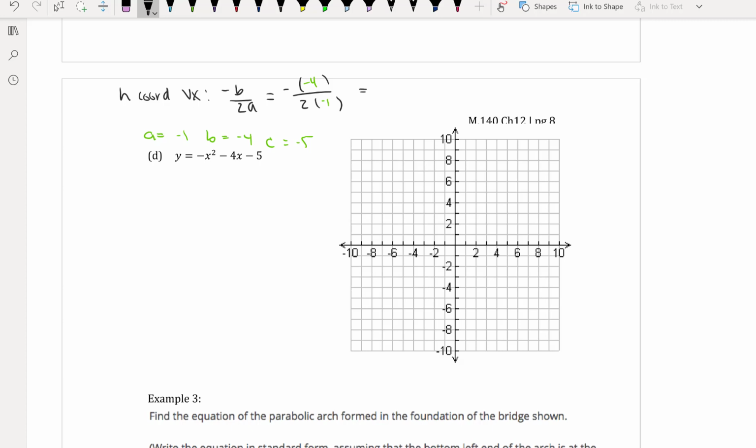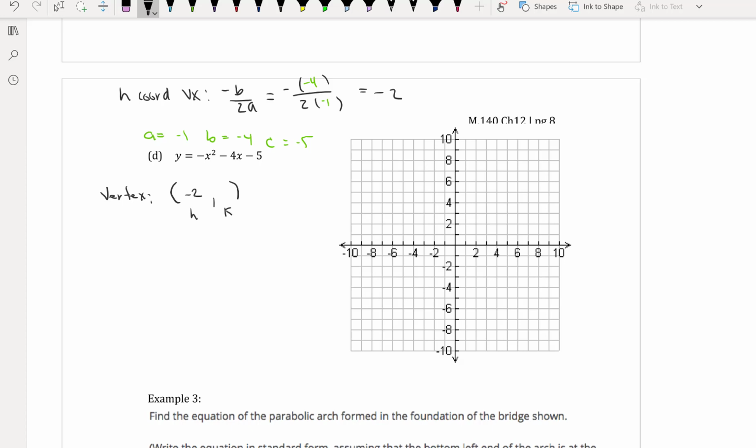So I'm going to have my fraction as -4 being divided by 2 times -1. So that's going to give me -2. So my vertex, I have half of it. I have that my h value is -2.